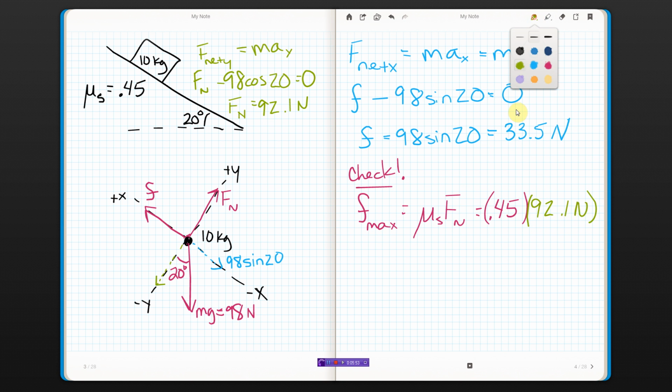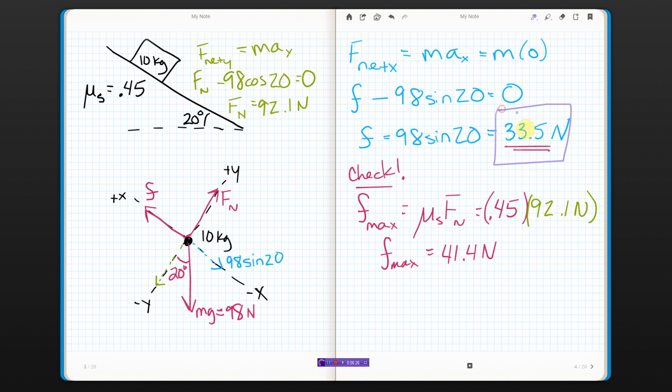And what I get is that the maximum friction that could exist here between this block and this board is 41.4 newtons. Okay, so we compare. This is what I need. This is what is available. Is this enough? Yes, it is. So, this is possible. This friction is, in fact, possible. And so that would be the answer.